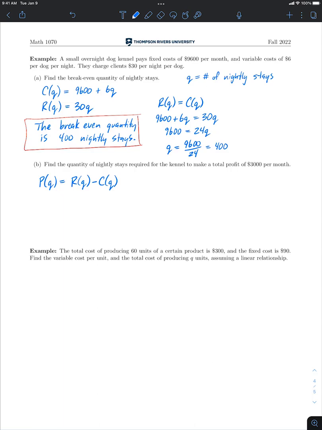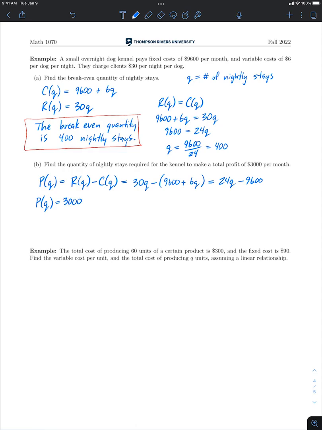Right? And we can actually work out what that is in this case, because we've got a revenue and cost up here. So our revenue is 30Q. The cost is 9600 plus 6Q. So if we clean that up a bit and collect like terms, you're going to have 24Q minus 9600. That's your profit function. Right, now we want to know how many nightly stays the kennel would need to host in order to make a total profit of $3,000 in that month. So we want to solve the equation P of Q is equal to 3,000, like that.